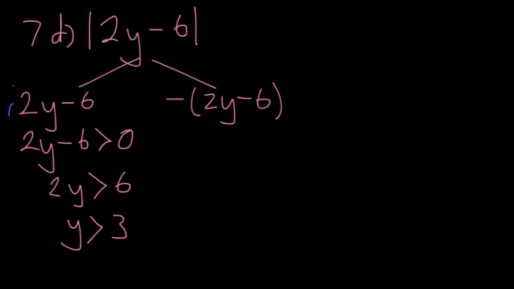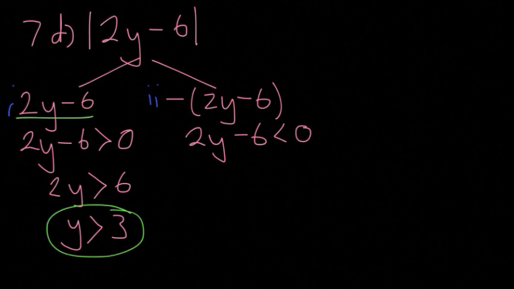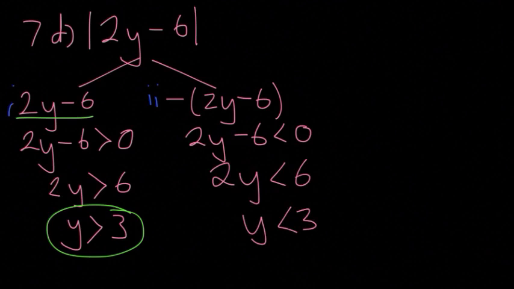So for the first possibility, where 2y minus 6 is what is inside the brackets, that would apply when y is greater than 3. The second possibility is that 2y minus 6 is less than 0. If 2y minus 6 is less than 0, then it follows that 2y is less than 6 and y is less than 3. So for the second case, where 2y minus 6 has a value that's less than 0, that would mean that the values of y would have to be less than 3.